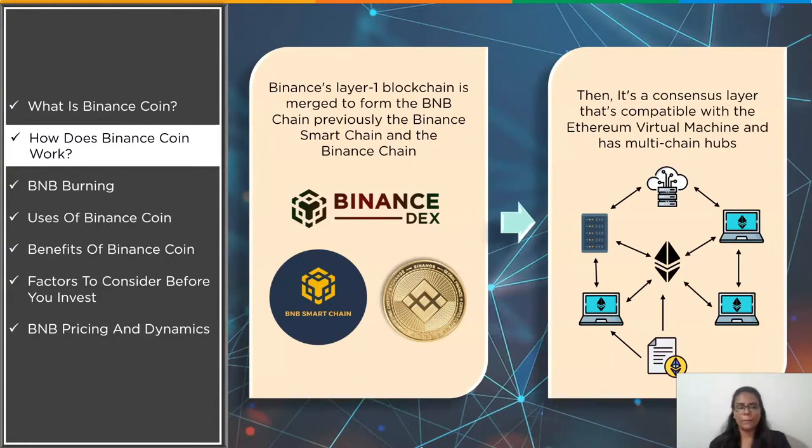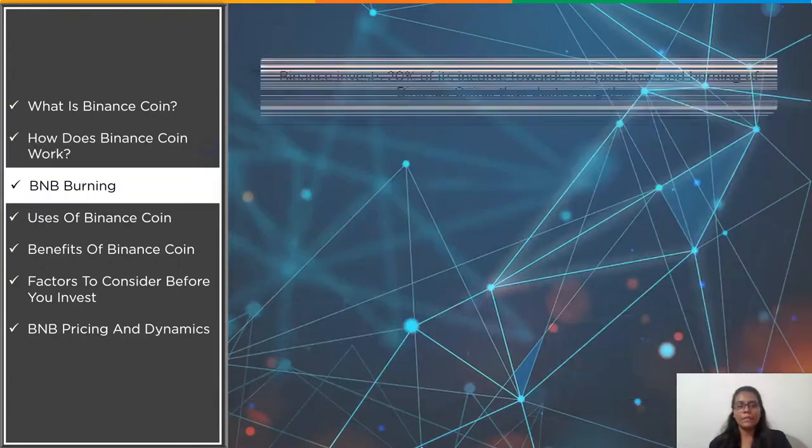Now, BNB Beacon Chain and BNB Smart Chain make up the BNB chain. The former is concerned with BNB chain governance, which allows BNB holders to vote and stake their coins. Then, it's a consensus layer that's compatible with the Ethereum virtual machine and has multi-chain hubs. Now, moving on, let's have a look at the BNB burn concept.